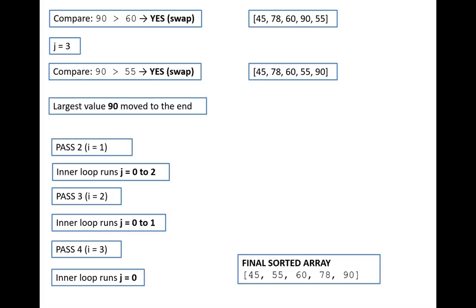As I said, it's like water bubbles. In the first pass, the topmost element, what is the topmost element here? The highest element is moved to the end of the array. Likewise, it continues, and finally you will get a sorted array. So this is an example of a sorting mechanism known as bubble sort.